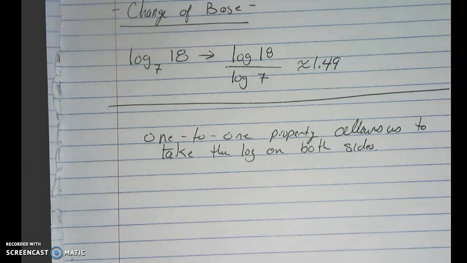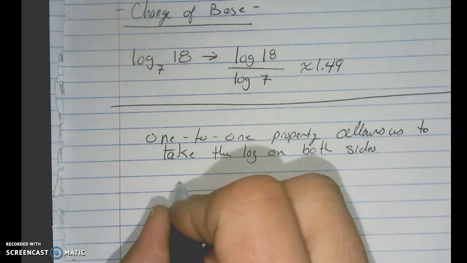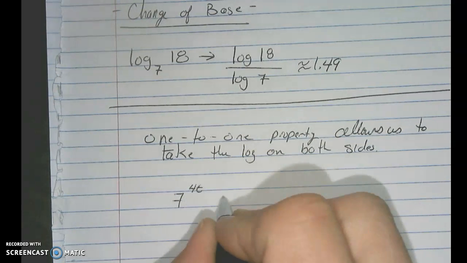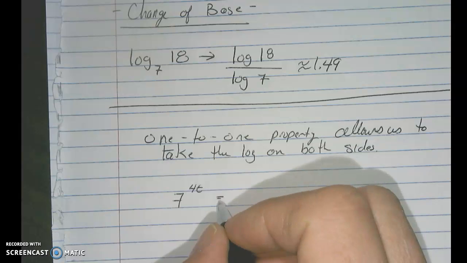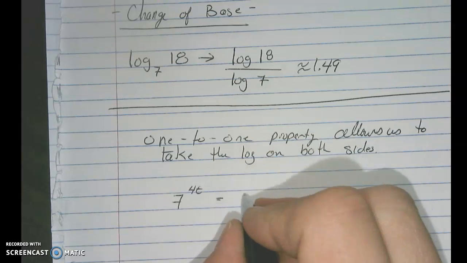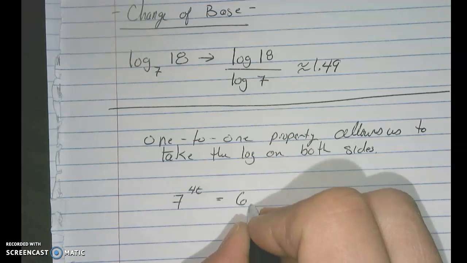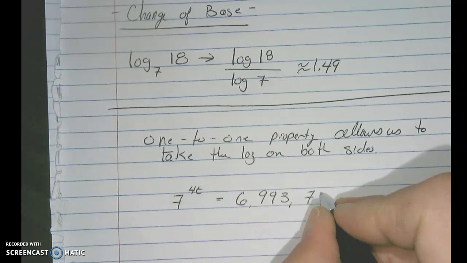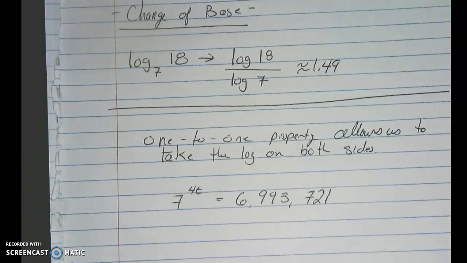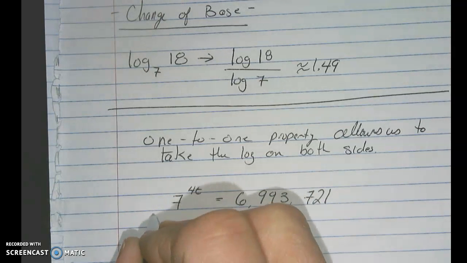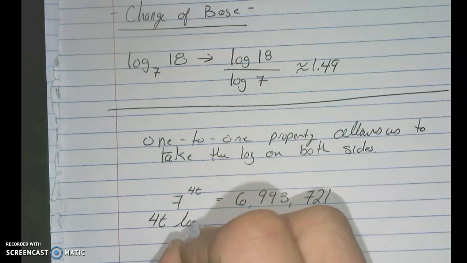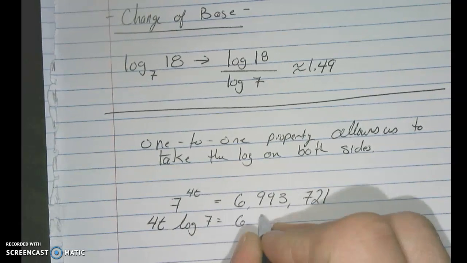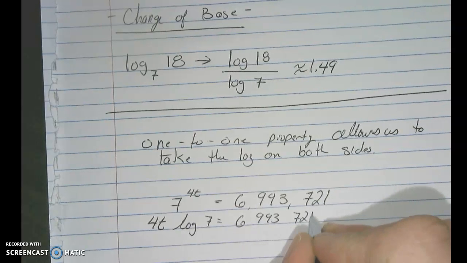So let's do this. How about 7 to the 4t is equal to 6,993,721. So at this point, I can take the log like we did before. When I take the log, I get 4t times the log of 7 is equal to 6,993,721.